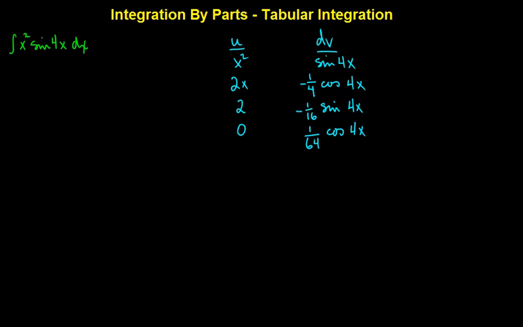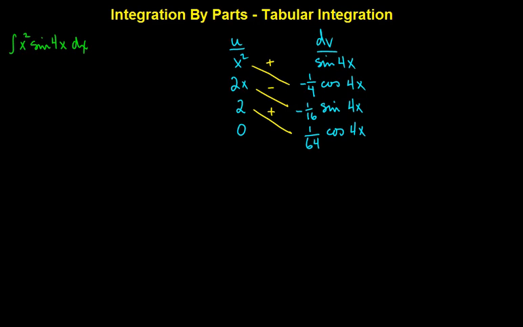So we stop at the point when the u turned out to be 0, or the derivative of u became 0. Then what we're going to do is make a kind of stair step down, starting from the upper left hand corner. So we go x squared to negative 1/4 cosine 4x, 2x to negative 1/16 sine of 4x, 2 to 1/64 cosine of 4x. And the signs for these will become plus, minus, plus alternating. And that's all you need to do. Then we're going to put it together.